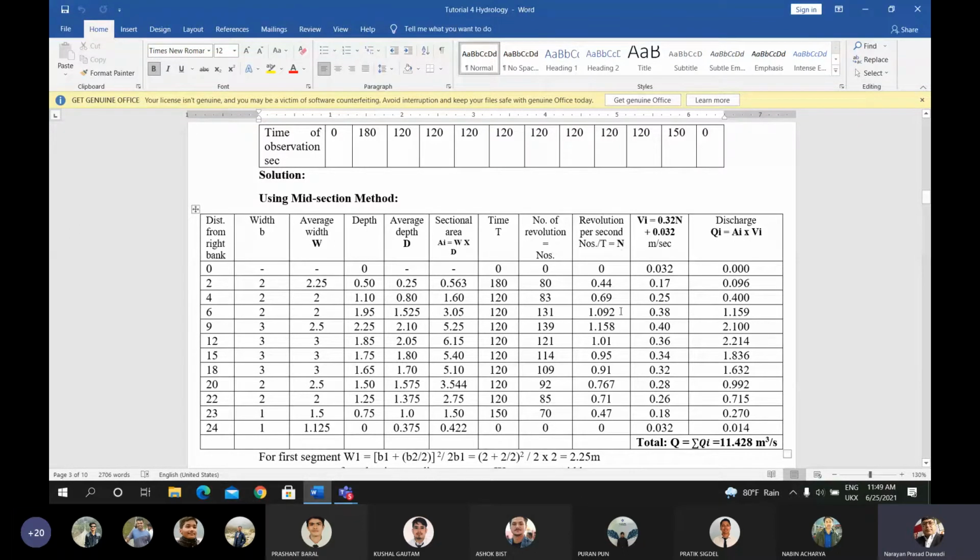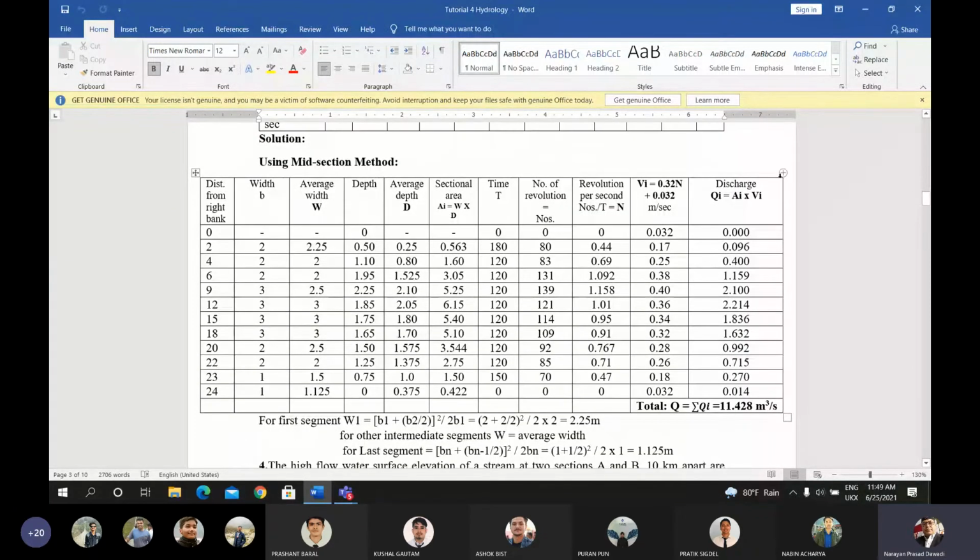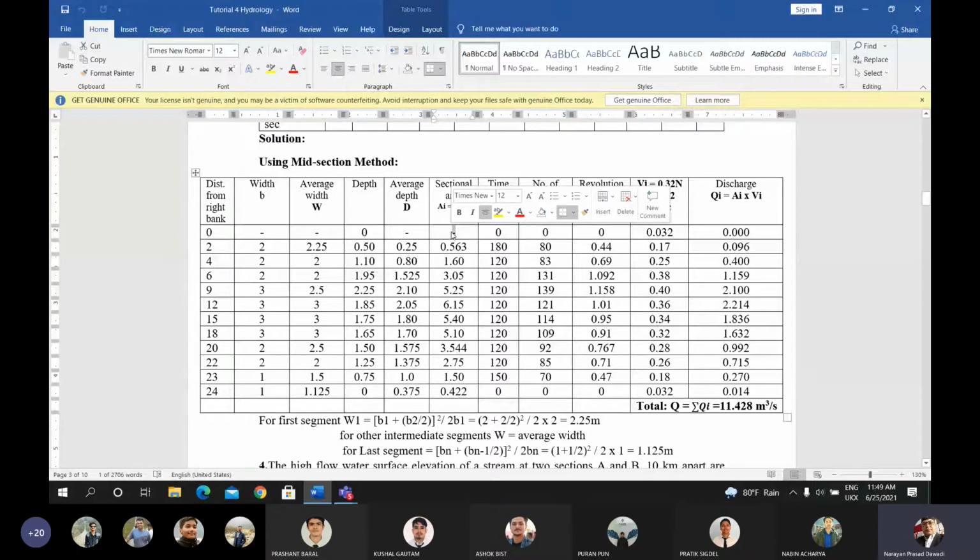After determining the value of n, you can calculate the velocity of flow for the respective sections: 0.032, 0.17, 0.25, 0.38, 0.40. In this way, you can calculate the velocity of the flow. Now the discharge will be the area into the velocity. The sectional area for the first 0 meter segment will be 0, so 0 into 0.032 will be 0.